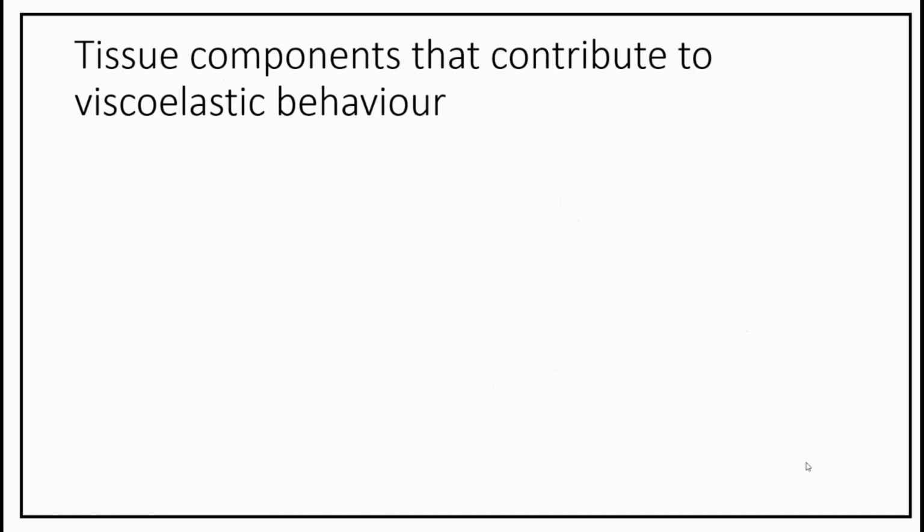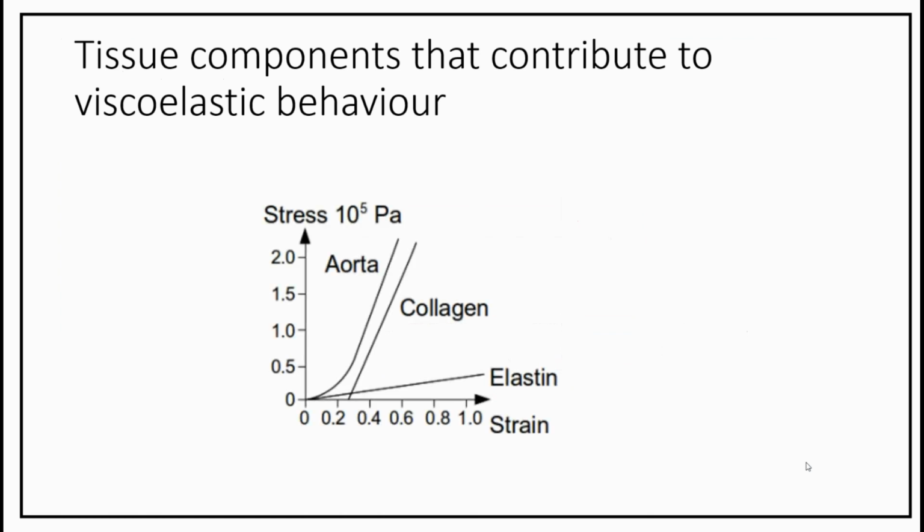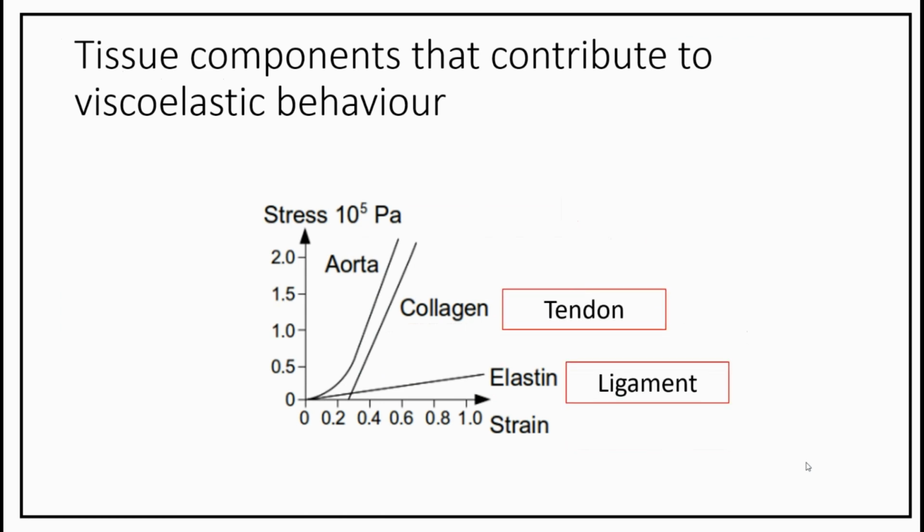Different tissues contain different amounts of collagen and elastic fibers, which are the tissue components that contribute to viscoelastic behavior. The different amounts of these key components result in different mechanical properties. For example, tendon has more collagen than elastin and ligament has more elastin than collagen, and these contribute to the mechanical behavior we observe in these tissues.